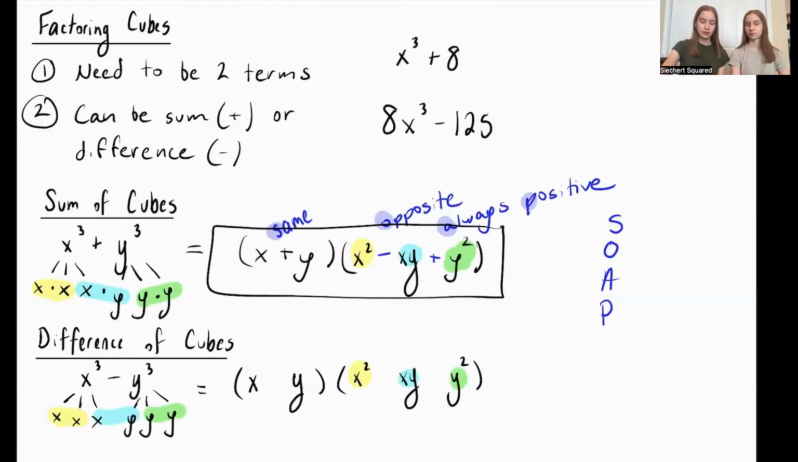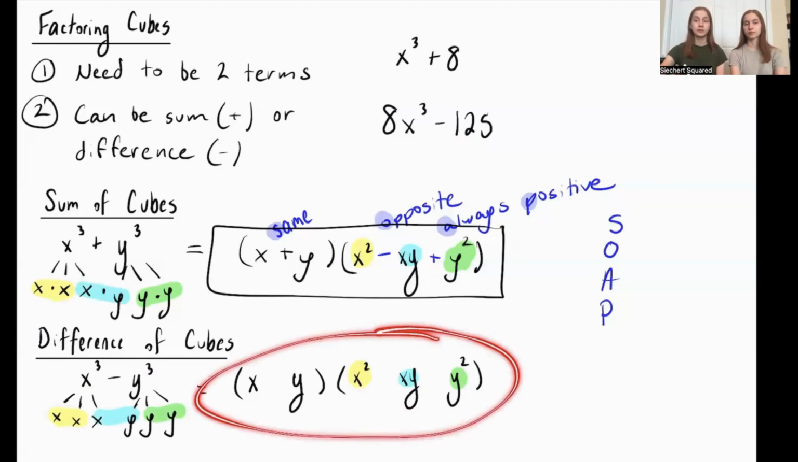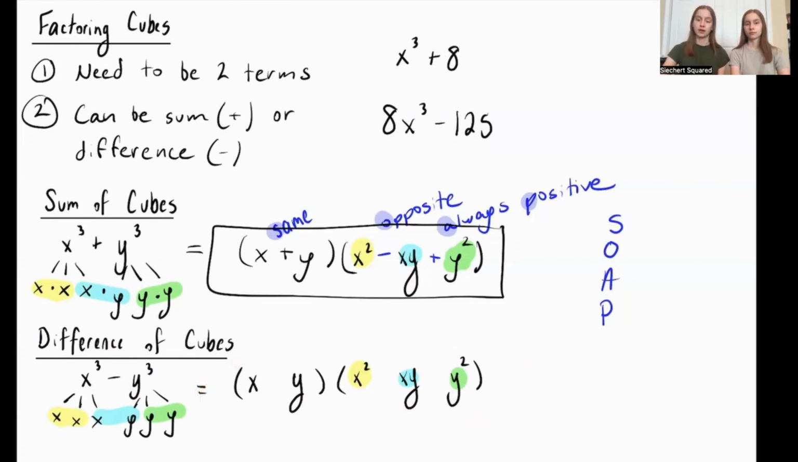Now, you should notice that these so far are looking identical. The process that we're doing is the exact same. All these terms are the same. The only difference that's going to show up is now the signs are going to look a little different because instead of adding, we're now subtracting. So we're going to still use that SOAP idea, the same, opposite, always positive, because honestly, it helps so much to think about these problems where you get to this step, no matter if it's sum or difference of cubes, you can do it the exact same to get here. And then the only thing that changes is what those signs are.